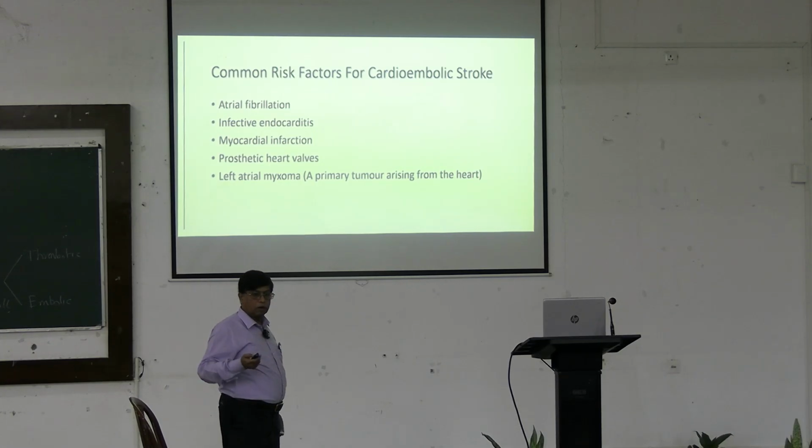Anyway, other causes are myocardial infarctions. If there is a myocardial infarction, there is a left ventricular infarction. The left ventricle cannot contract properly. There will be formation of clots, and again it will go the same way, to the carotid artery, middle cerebral artery, and go to the brain and can cause stroke.